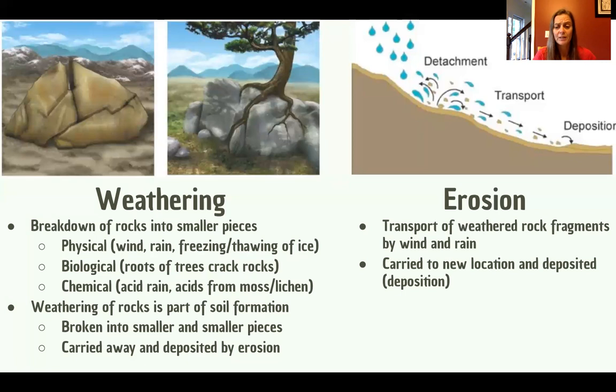Erosion is that transport of those weathered rock fragments by wind and rain. So the soil, not yet soil, the broken down rock, is picked up by the water, transported by the water, and when it reaches a flatter area or the bottom of a river or lake or stream bed, then we get deposition. When it reaches a flatter area and the water is not flowing as quickly, it's going to get deposited.